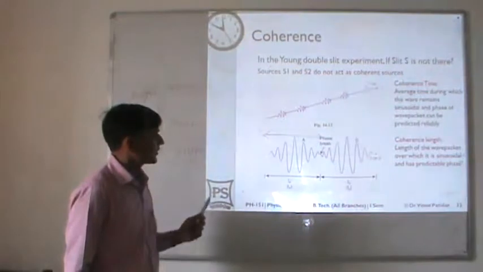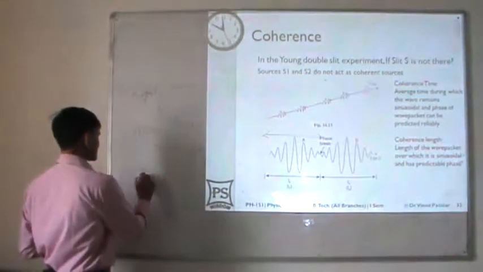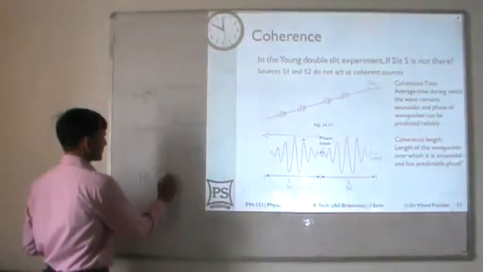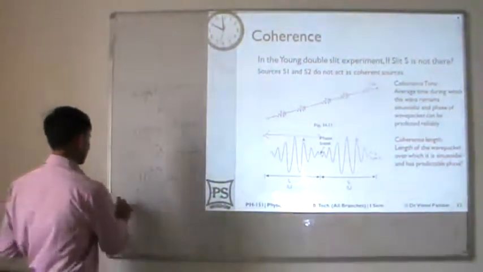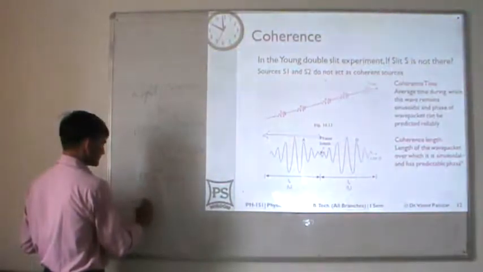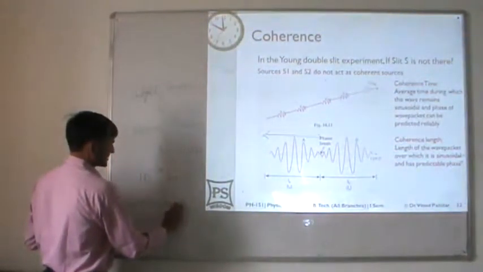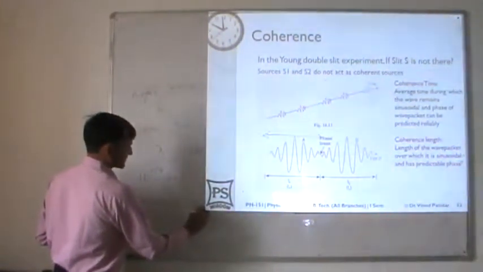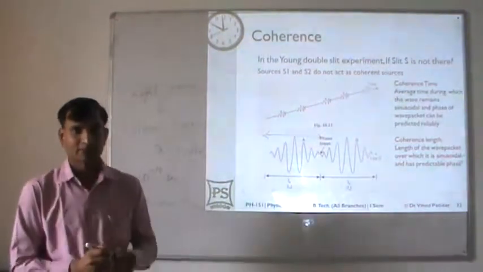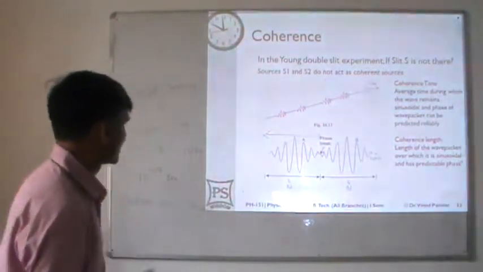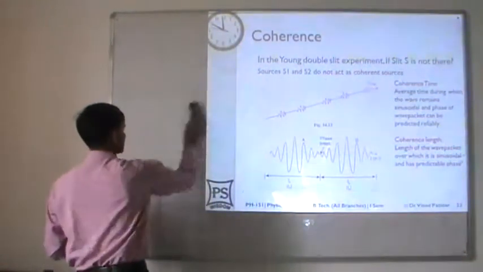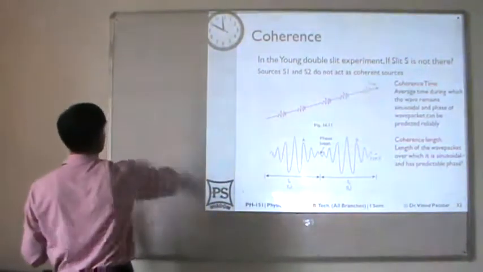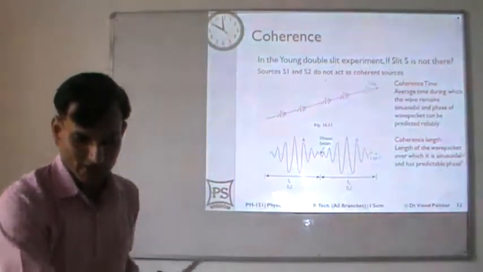And if you look at the order of the time, it is sometimes 10 to the power minus 14 seconds or so. In certain cases, for the sodium lamp, it is of the order of a second. That's why we use the sodium lamp in the laboratory as a light source to see the interference pattern and to generate coherent sources.